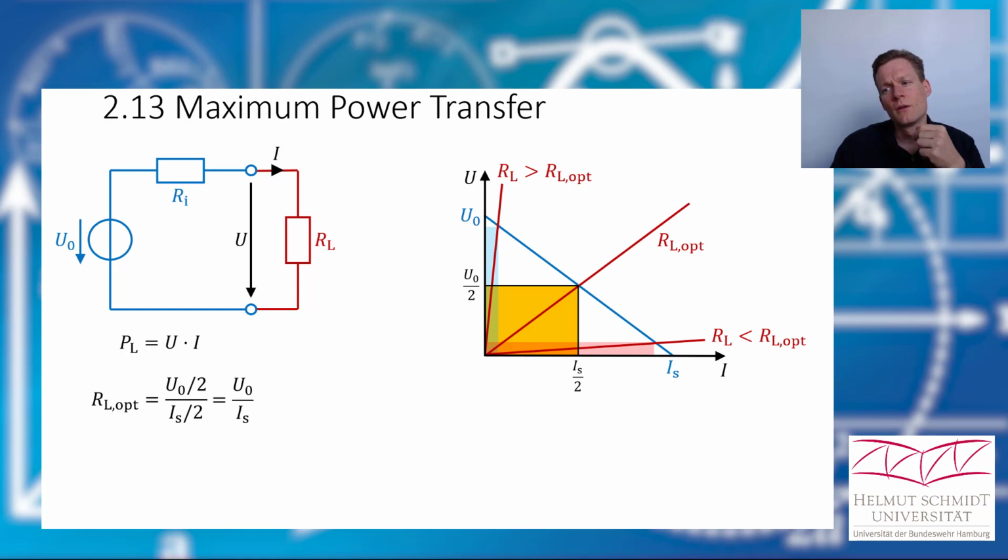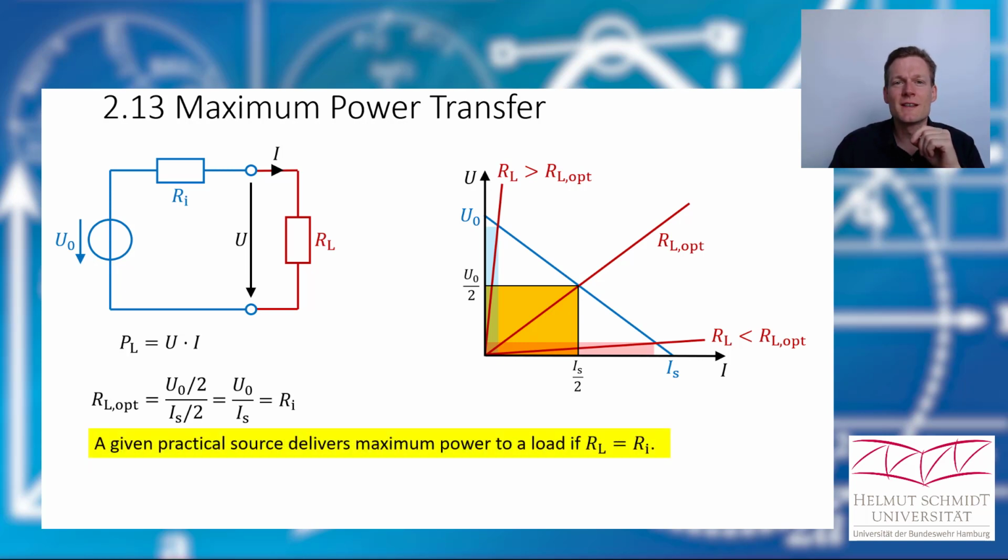Wait a minute. We had exactly that expression when we discussed our sources. This is an expression for our inner resistance. And that means when we have a given source, we can get the maximum power out of it if we connect a load resistor which is as big as the inner resistor of our source.